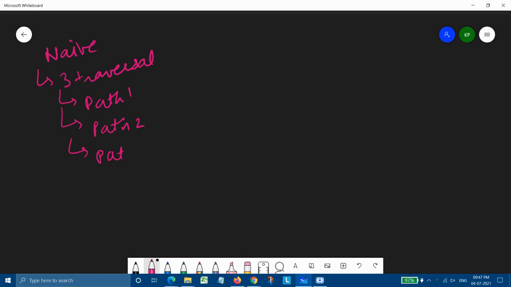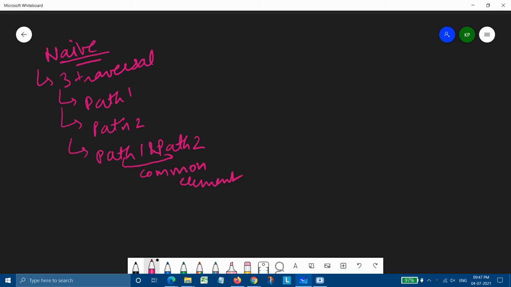Hello everyone. So after the naive approach, let's move towards the optimal approach. In the naive approach, we were simply doing three traversals. One was for the path 1 array, another one was for the path 2 array, and the third one was for the path 1 and path 2 arrays, for finding out the common element in both of them.